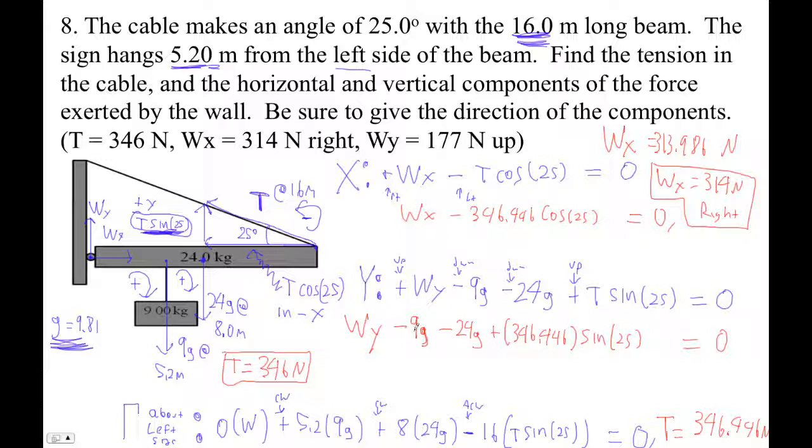And then I'm going to add these guys. So plus 9 times 9.81 plus 24 times. I'm doing calculator math here is what I'm doing. Hopefully I'll get the right answer. There we go. This is good. All right, so wall in the y direction is equal to 177.316, I'll just say, right? So the wall in the y direction, since it's positive, by the way, it's up. So it's 177 newtons up.